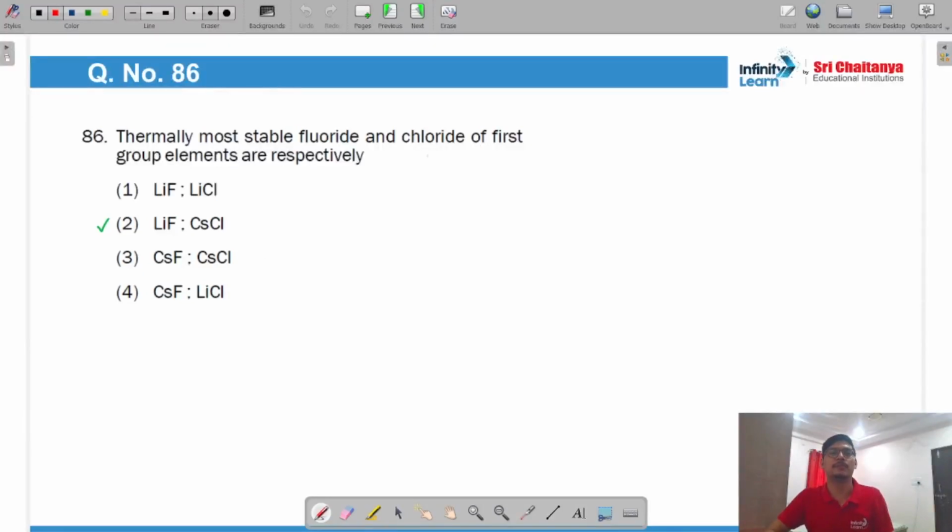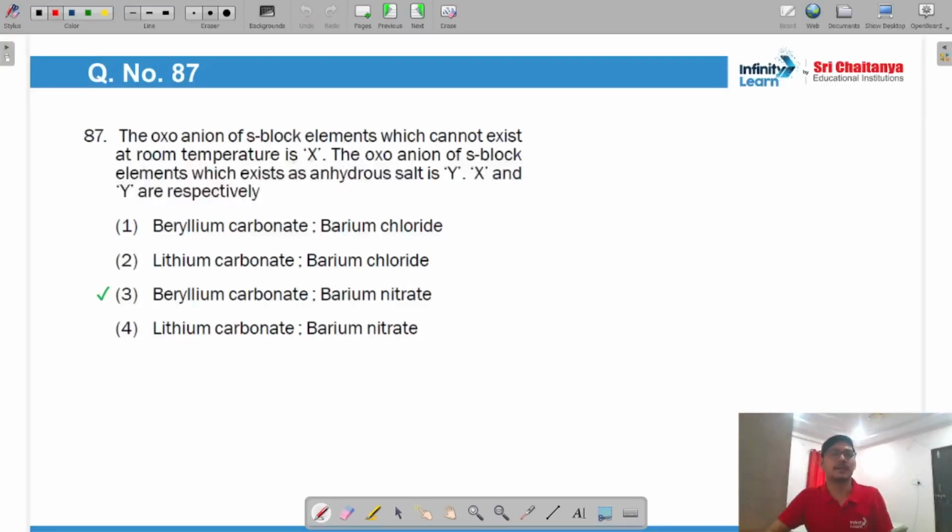Thermally most stable fluoride and chloride of first group elements are respectively this, because fluorides become less stable down the group, while chlorides, because of their larger size, become more stable down the group. So this is the reason for this answer. The oxo anion of an s-block element which cannot exist at room temperature is X, and the oxo anion which can exist in nitrous salt. So this is the correct answer because beryllium carbonate can only exist in an atmosphere of carbon dioxide, not under normal conditions, and barium nitrate occurs as an anhydrous salt. That is the correct answer.